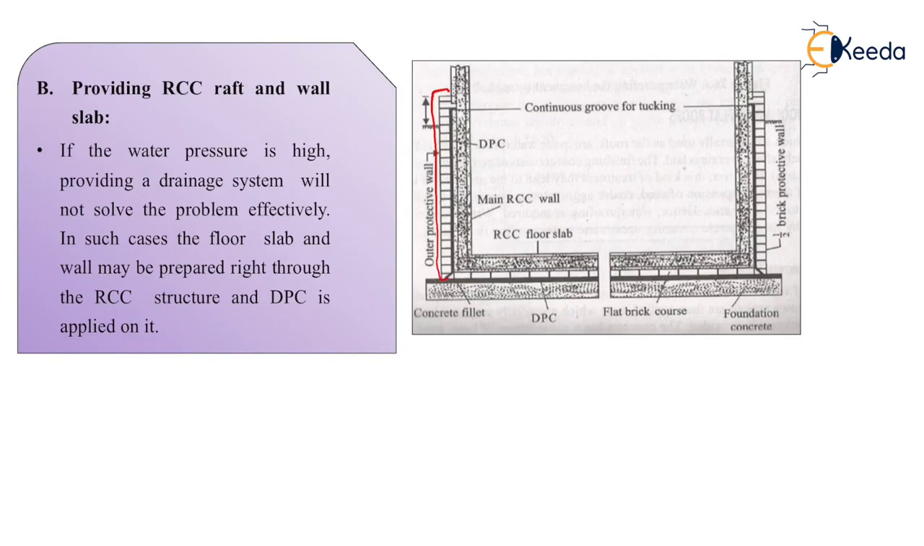So as you can see over here, we have provided the floor slab also, and we have provided the vertical walls also, and then it is covered by using the waterproofing material, that is your DPC. So in this way, when the water pressure is very high in the basement area, we have to use DPC, as well as we have to go for the RCC wall and slab.